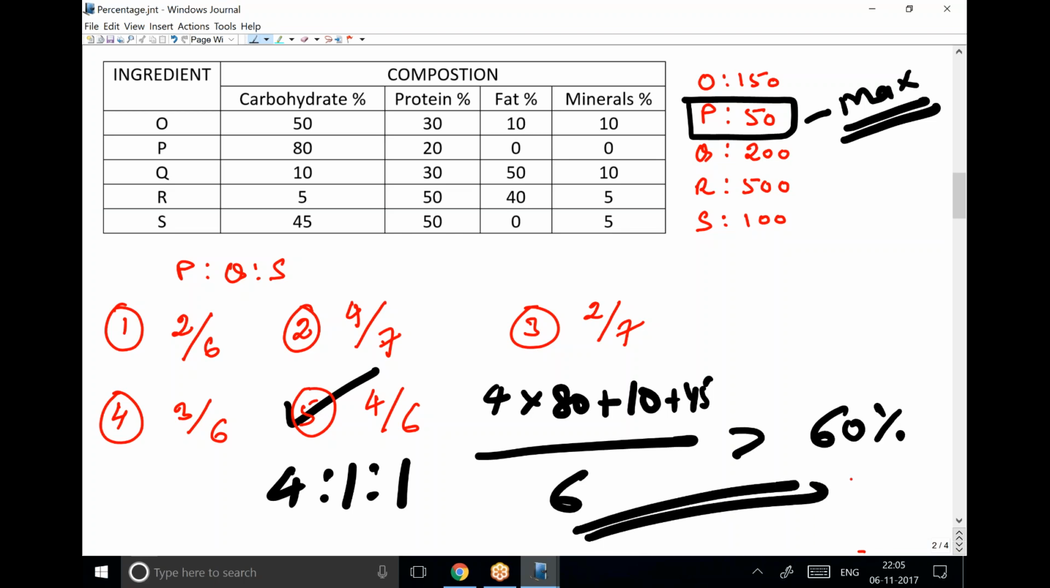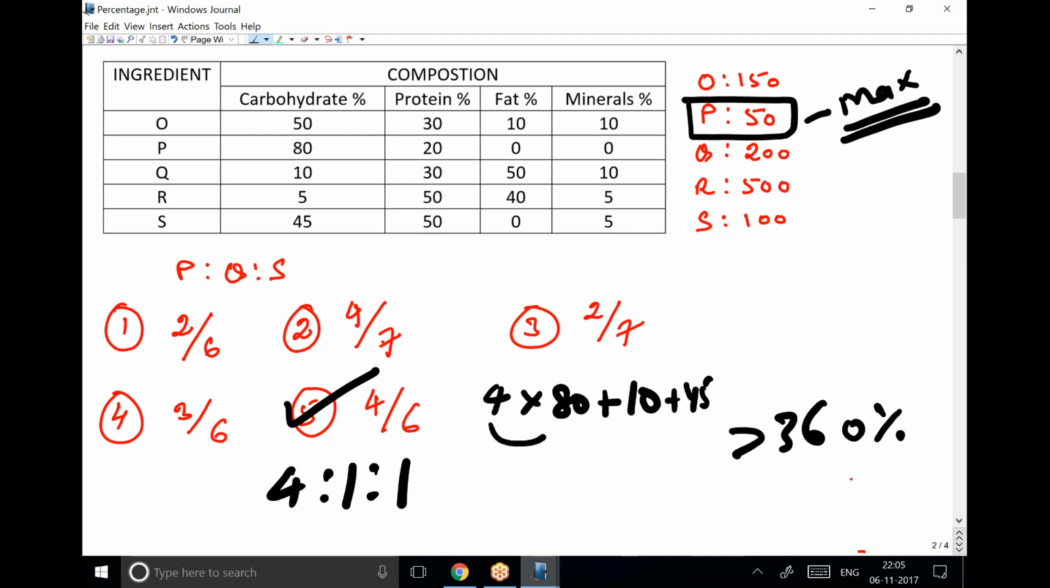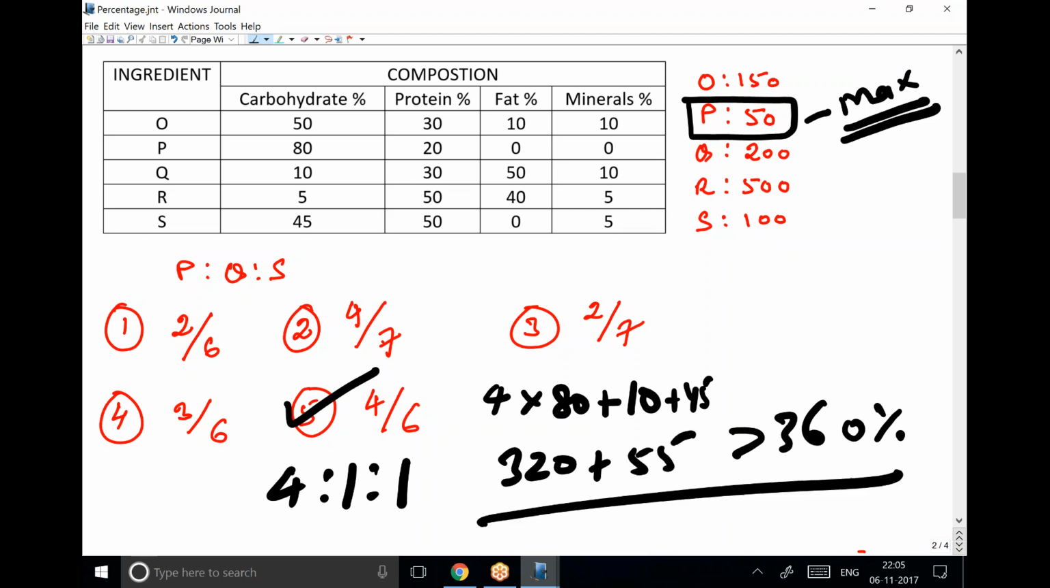I'm able to say immediately it is more than 60% because if you multiply 6 by 60%, this has to be more than 360. So this number is anyway more than 360, because it comes out to be 320 from here only, and we are still left with 55 here. So anyway it is more than 360. That's why I'm able to say the right answer for this question is answer option 5.